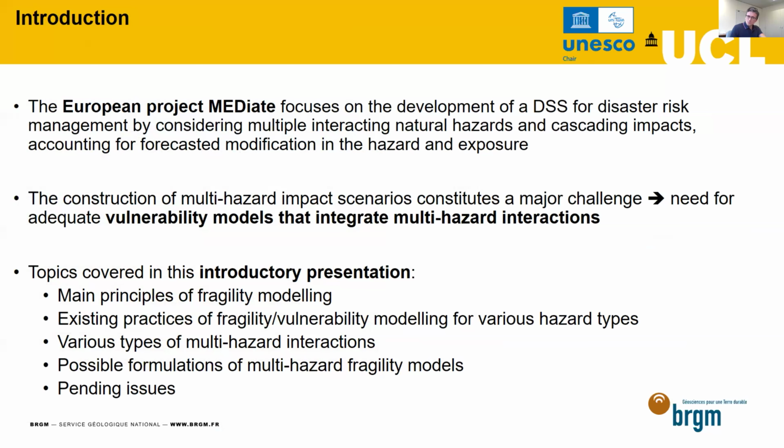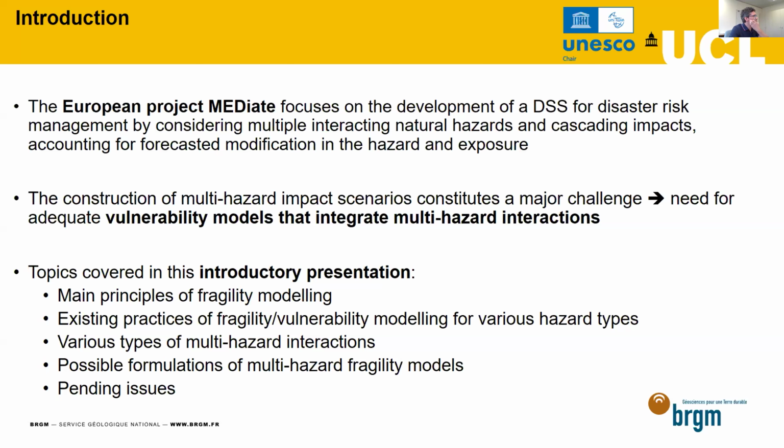First of all, some of these results have been achieved during the European project MEDiate, which focuses on the development of a decision support system for disaster risk management by considering multiple interacting natural hazards and cascading impacts, while also accounting for forecasting modification in the hazard and exposure. As you well know, the construction of multi-hazard impact scenarios constitutes a major challenge, which reinforces the need for an adequate vulnerability modeling that integrates multi-hazard interactions.